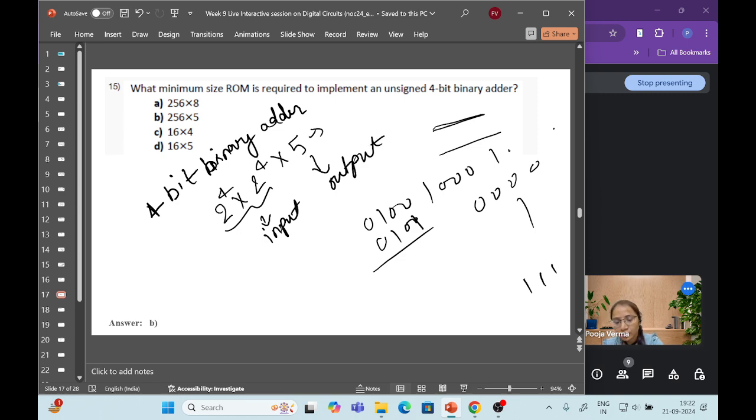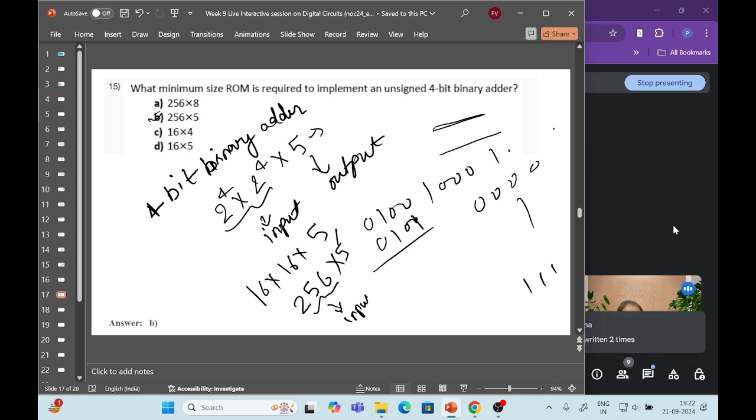So 2 to the power 4, 2 to the power 4, we already know this is 16 into 16 into 5. If we multiply 16 into 16, it is 256 possible combinations into 5. 5 is for output and this one is for input. So option B is the correct answer for this question. Have you understood this question?